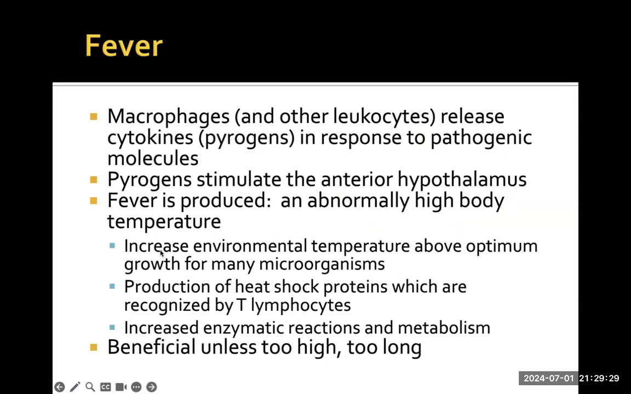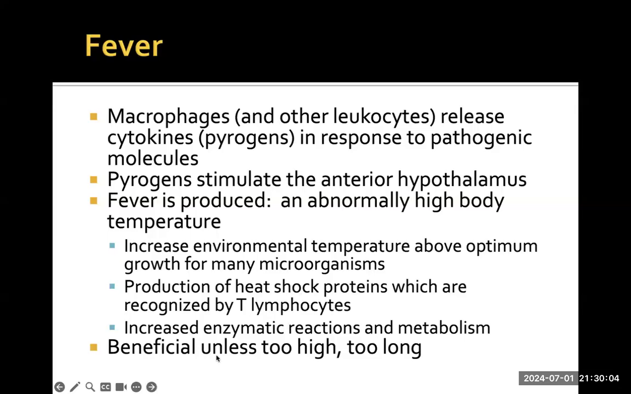When a fever is produced, you have an increase in environmental temperature, which is above the optimal point for lots of different microorganisms. Because it's so high outside of their normal temperature, their cells are going to go into shock, which is going to kill them. And then also production of heat shock proteins. It's going to be recognized by the T lymphocytes, which are going to come help kill the foreign invaders. And then lastly, you'll have an increase in enzymatic reactions and metabolism.